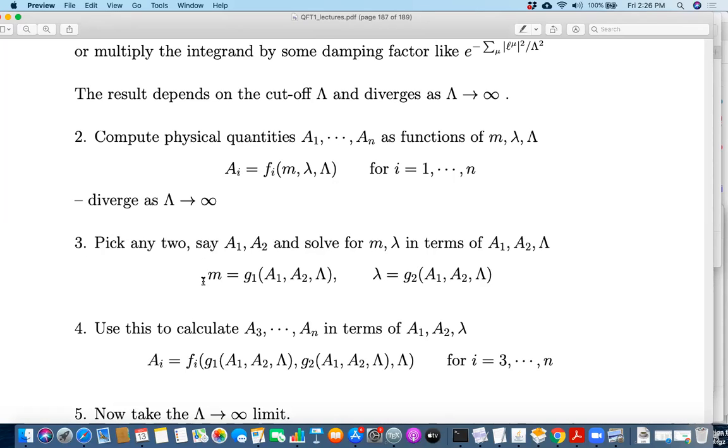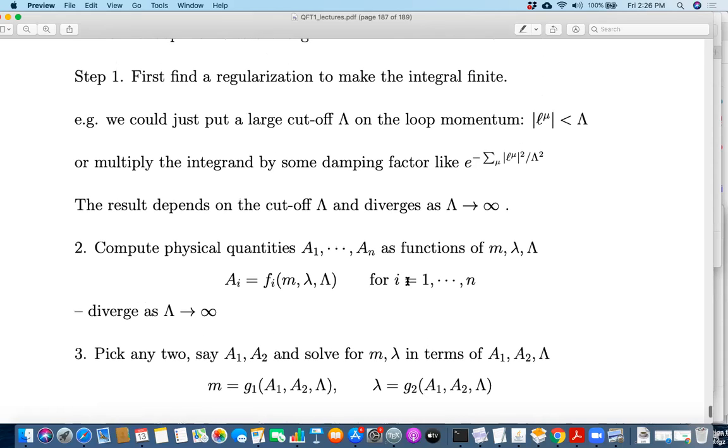That will give M as a function of A1, A2, and capital lambda. Let's call this function G1. And that will also give small lambda as a function of A1, A2, and capital lambda. Let's call this function G2. Is this clear?